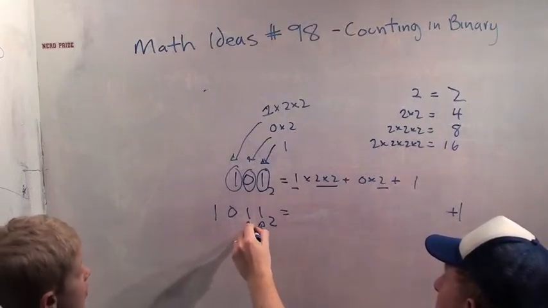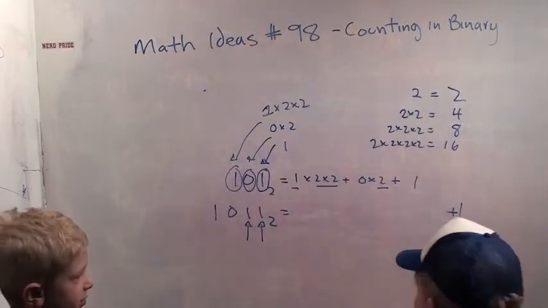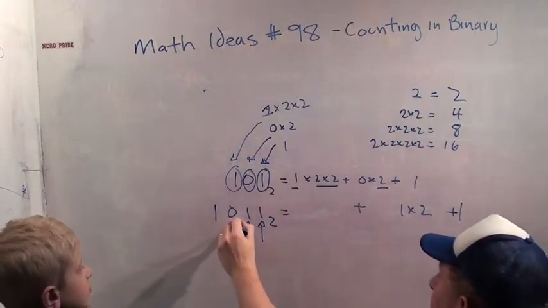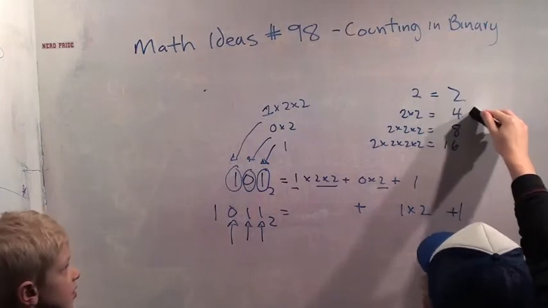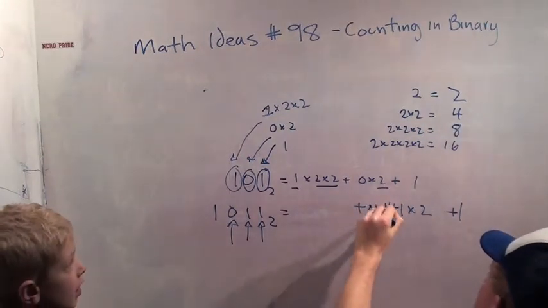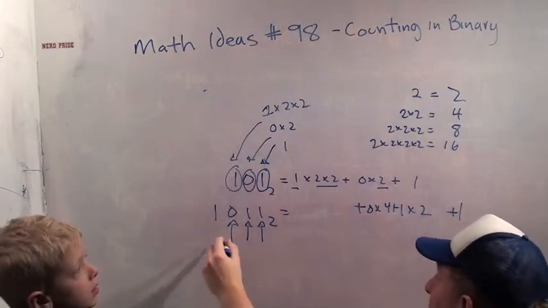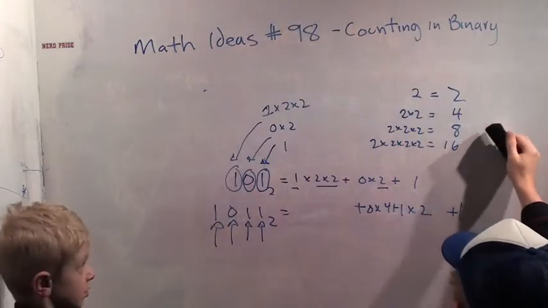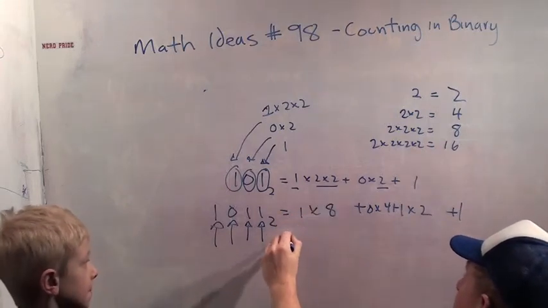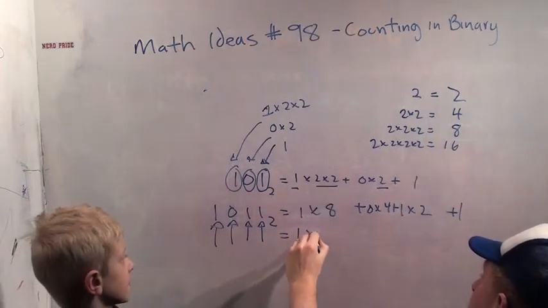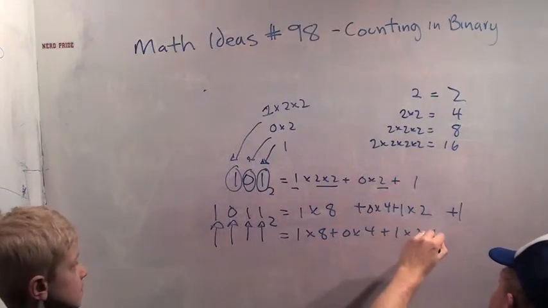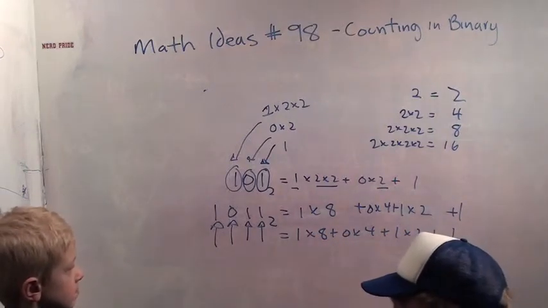This is the 2's place, so that's 1 times 2. This is 0 times 4. And this is 1 times 8. So, let me write it a little more clearly, it's 1 times 8 plus 0 times 4 plus 1 times 2 plus 1. Okay?